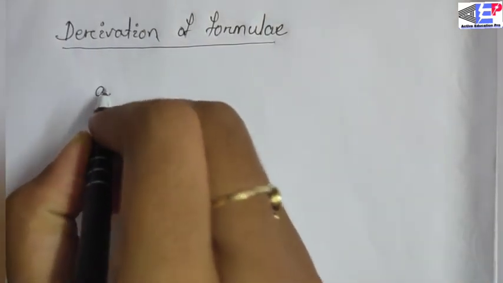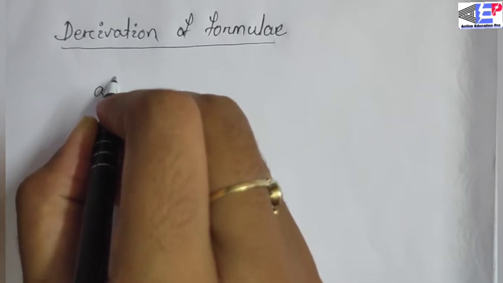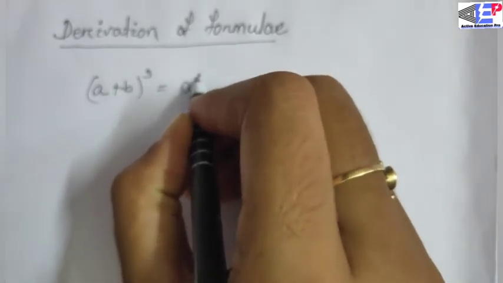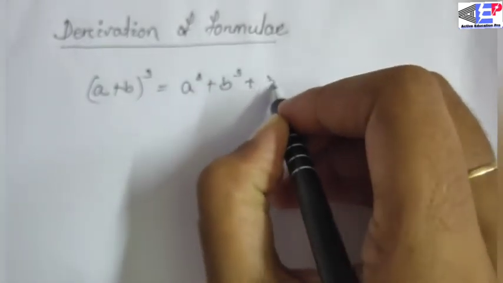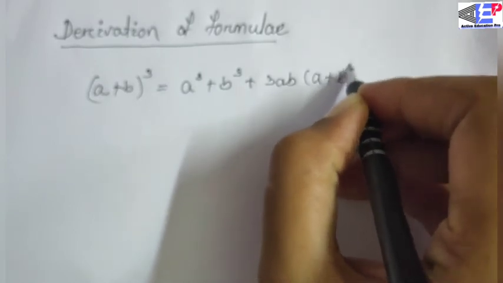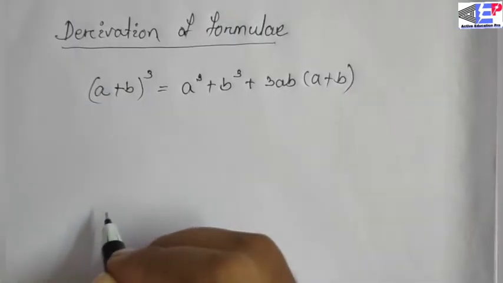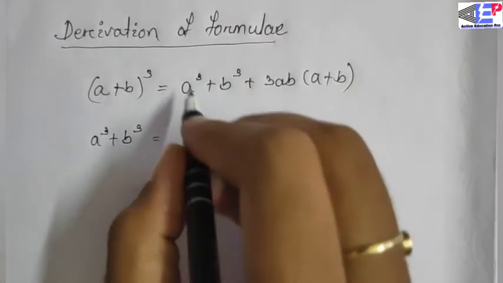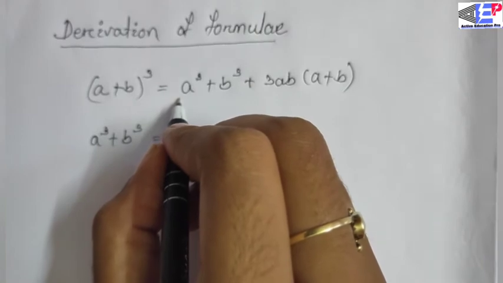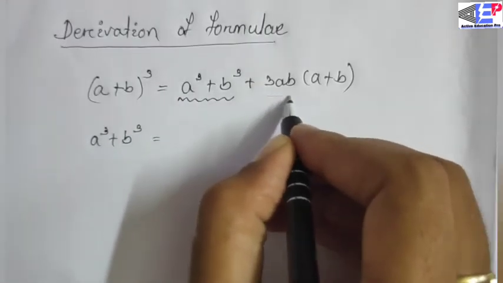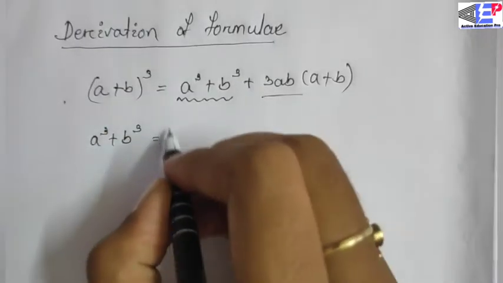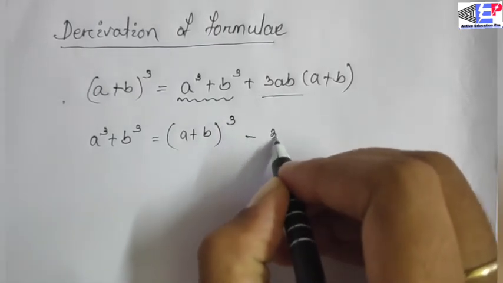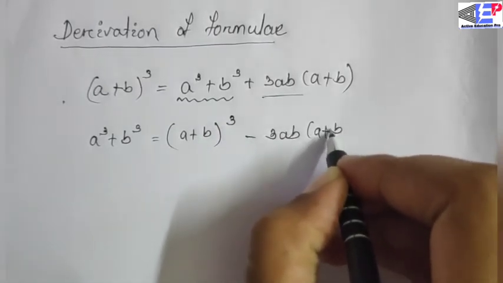In my last video I told you about (a plus b) whole cube, and its formula is a cube plus b cube plus 3ab into (a plus b). But now our task is a cube plus b cube. So take this term to this side. Then it will become (a plus b) whole cube minus 3ab into (a plus b).